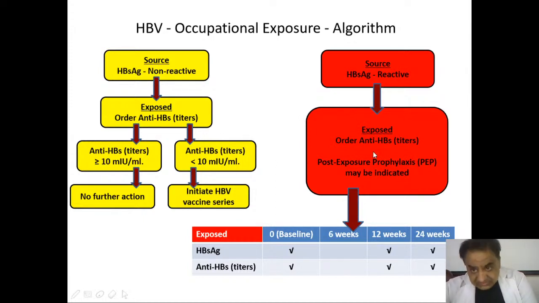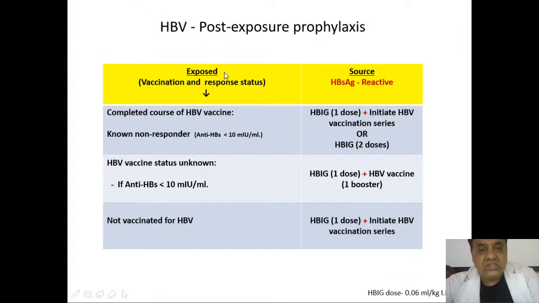If your source is reactive, then you need to know your titer. And then you may require prophylaxis if your titer is less than 10, right? And then follow-up will be done after baseline at 12 weeks and 14 weeks for hepatitis B. And in case you have been given the vaccine at that time, anti-HBs titers. So I'll just discuss that down the line. So if the exposed person's titer is more than 10, nothing to worry. But if you are a non-responder, meaning your titer has come below 10 at the moment, okay, your titer is less than 10 now.